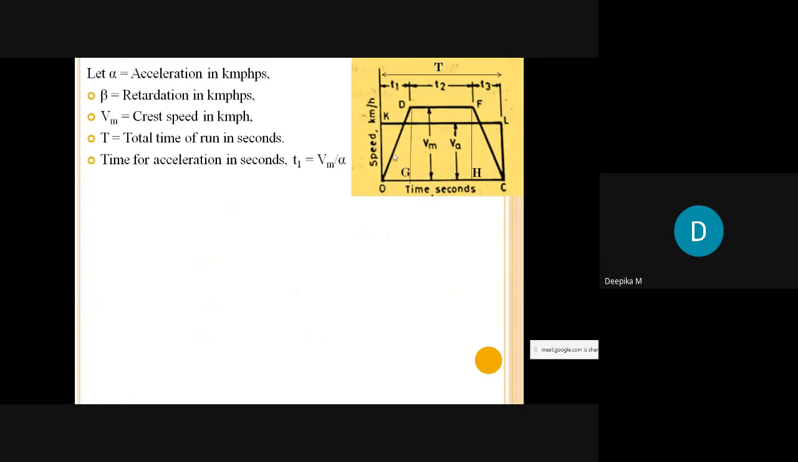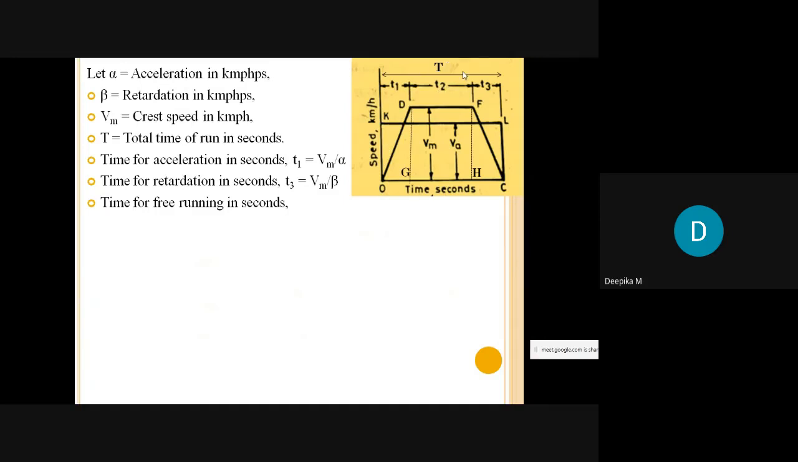Next, how do I calculate the time t1? We know that acceleration is speed by time. Therefore, to calculate the acceleration time, it is speed by acceleration, Vm by alpha, which gives you the time for acceleration in seconds. And what is the time for retardation in seconds? If I know the retardation, then it is Vm by beta. Then the time for free running in seconds is the time t2.